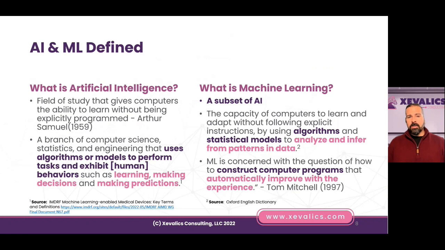Related to artificial intelligence, we also have machine learning. Machine learning is a subset of AI, and it's the capacity of computers to learn and adapt without following explicit instruction, by using algorithms and statistical models to analyze and draw inferences from patterns in data. Machine learning is concerned with the question of how to construct computer programs that automatically improve with experience. And when we say they have the capability to automatically improve with experience, we're talking about data and how that data affects our models.